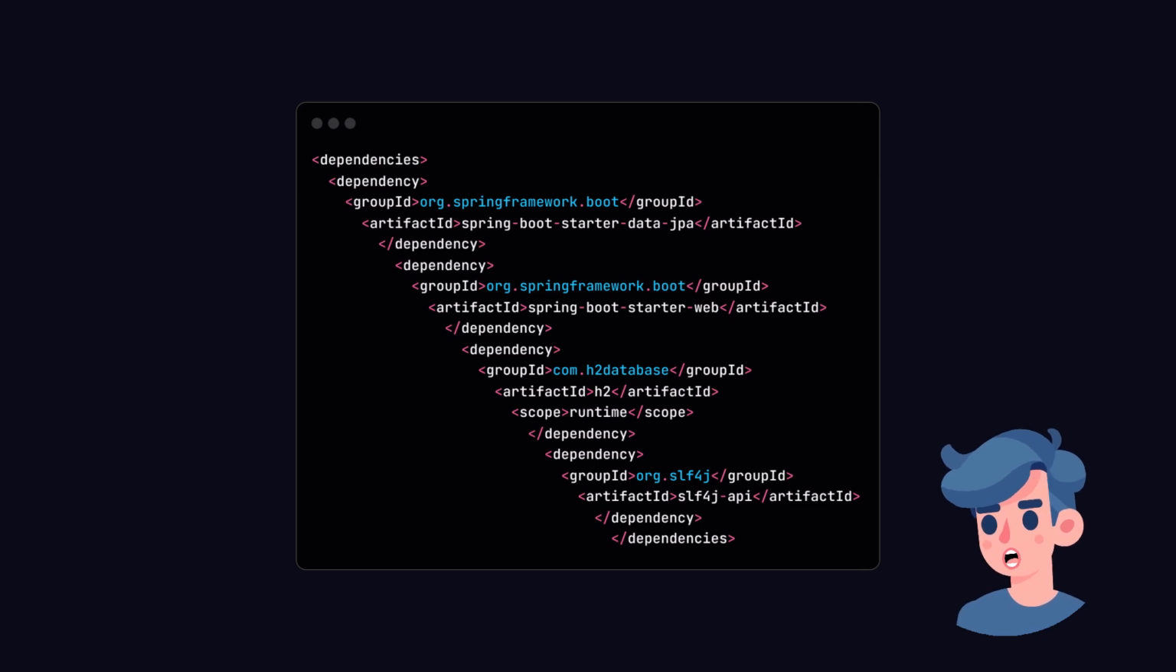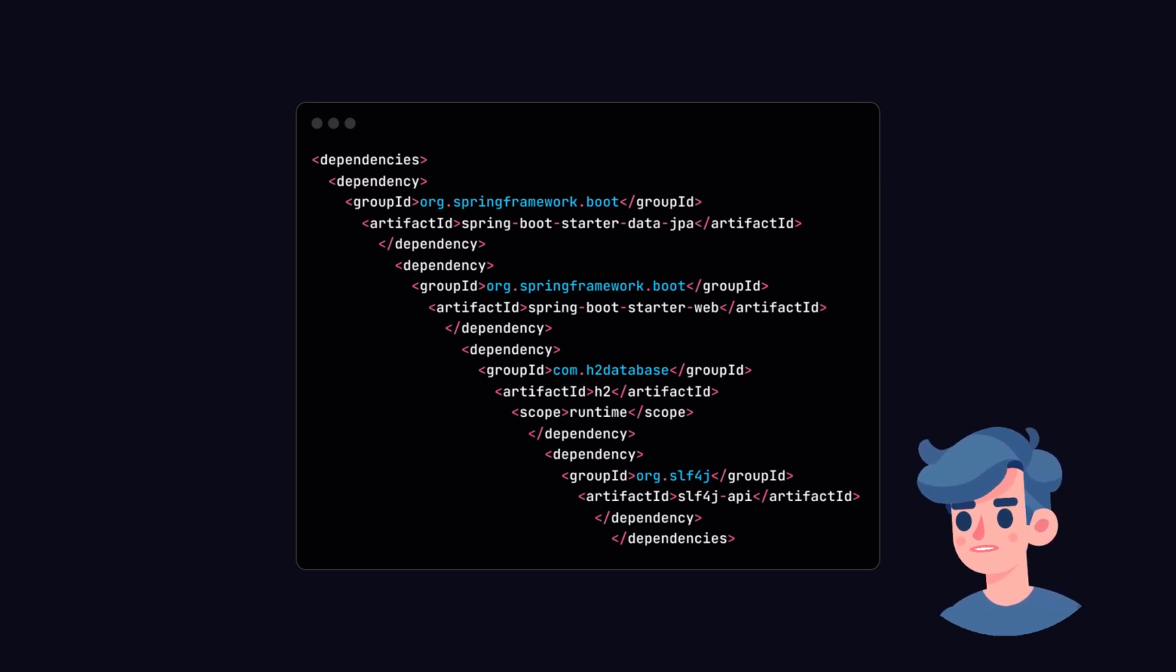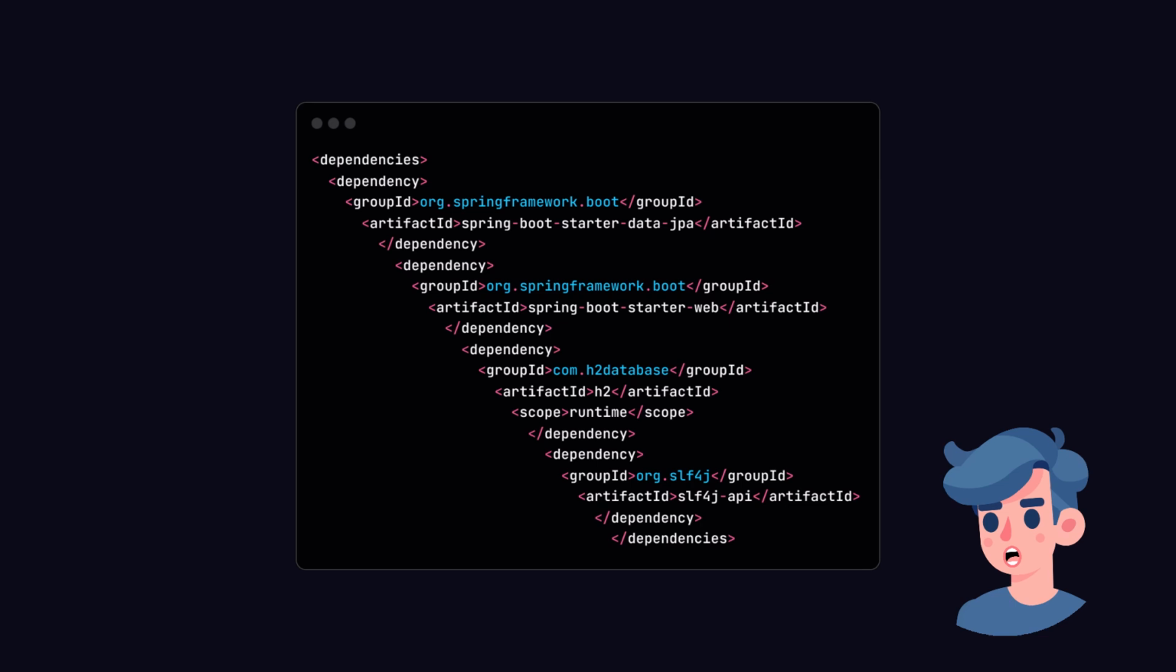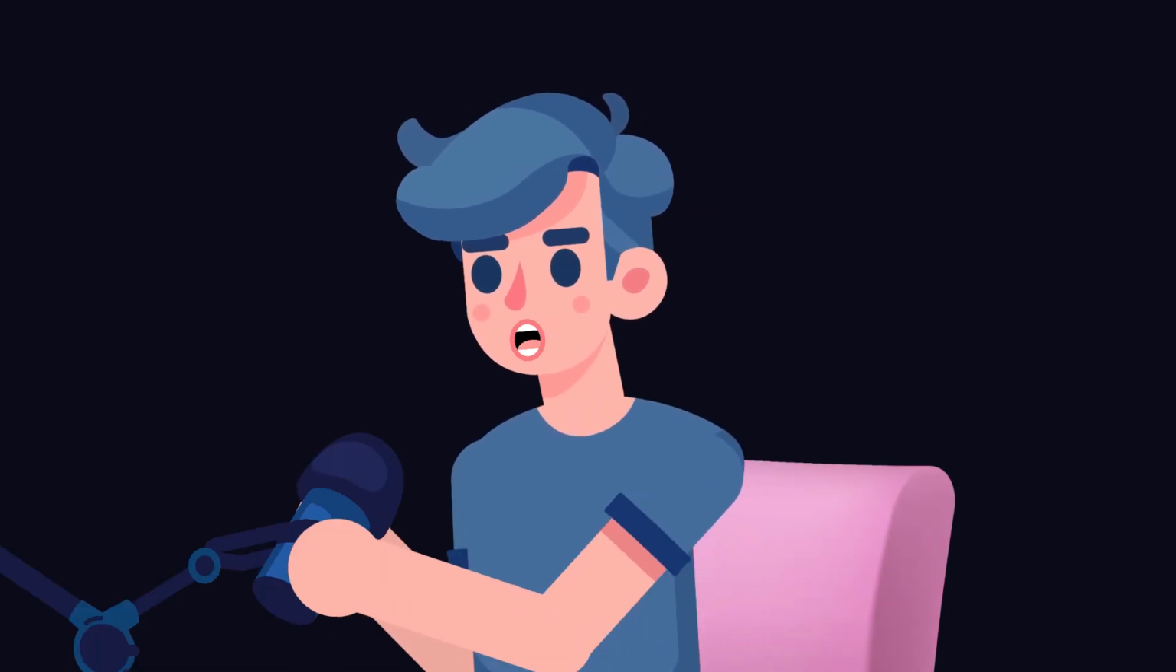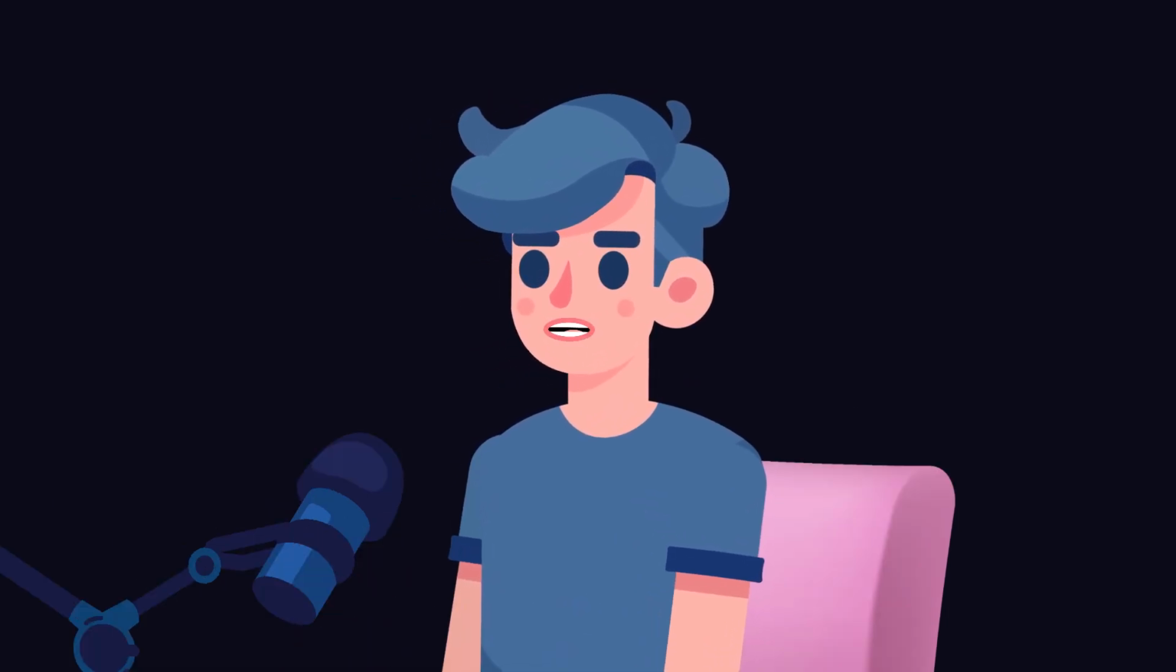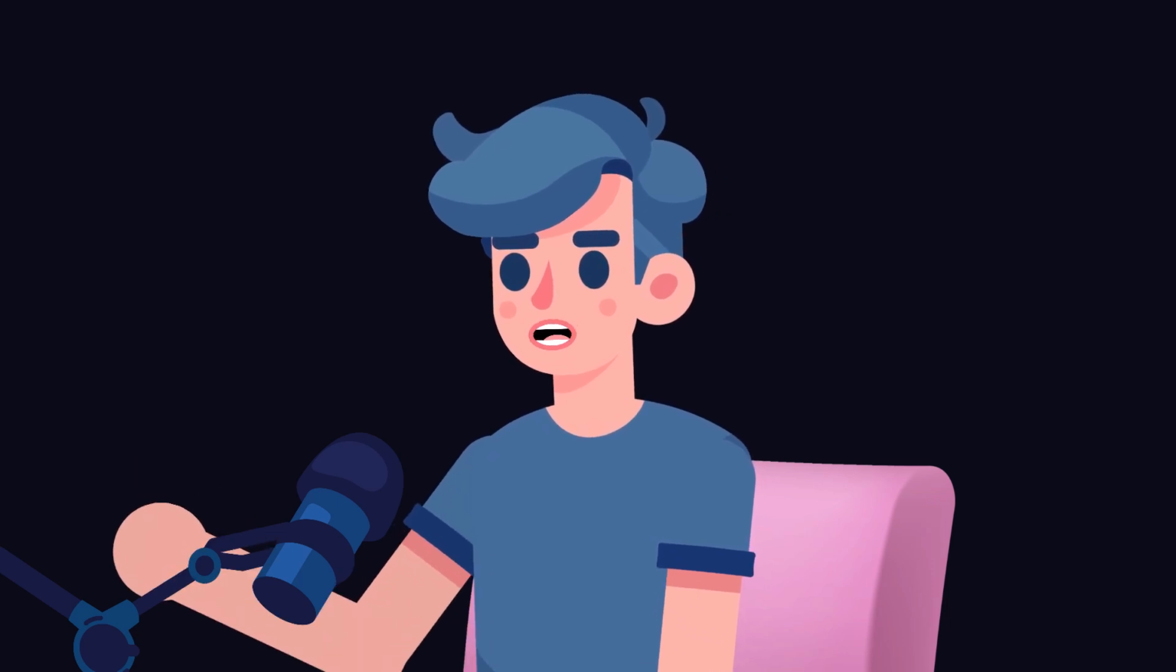Next, we need to set up our dependencies in the pom.xml file. For this application, we will need libraries for connecting to a database, logging, and building web applications. Open pom.xml and add the following dependencies. In this example, we are using H2 as our in-memory database. It's lightweight and perfect for development purposes. Once you have added the dependencies, ensure you refresh your project to download them.